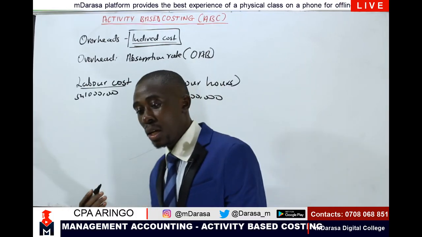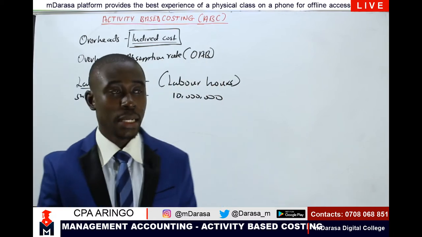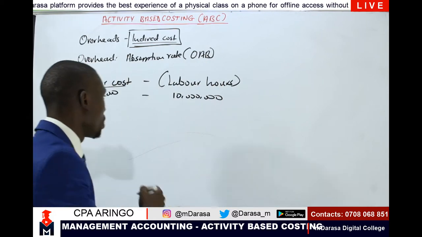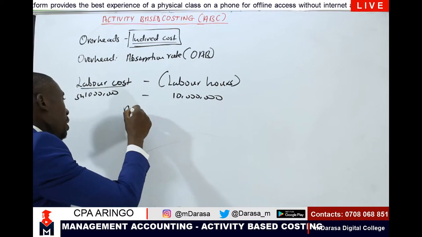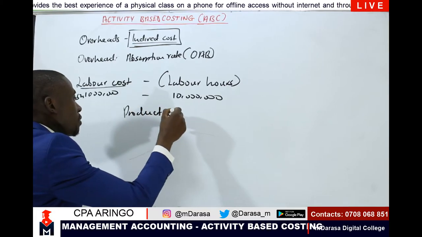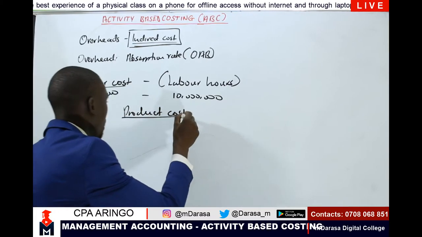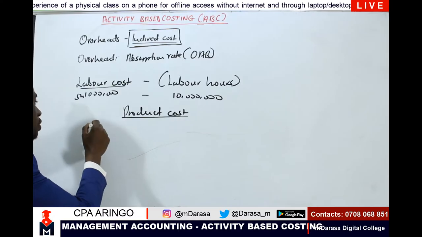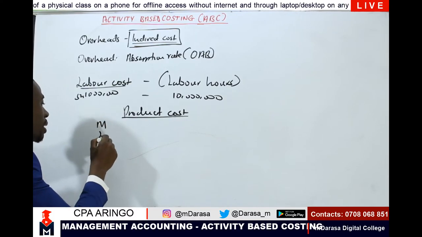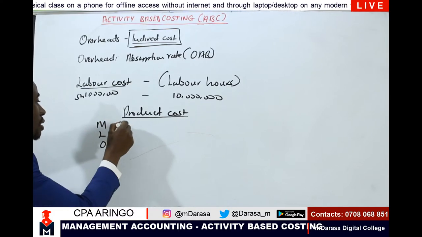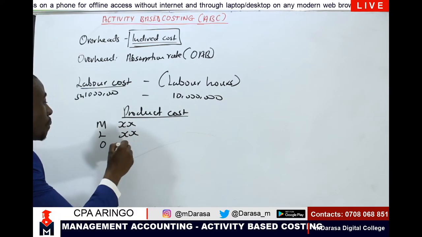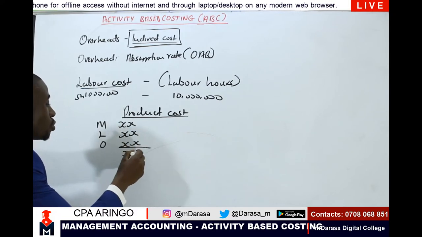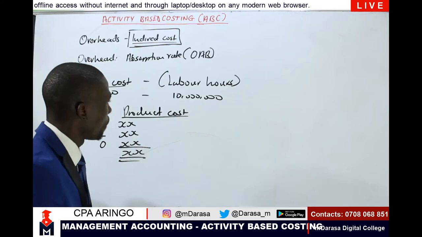The main idea, as I've mentioned earlier on, is to achieve our product cost. And our product cost ideally will comprise, number one, materials, labor, and overheads. This is what will give us our product cost per unit.